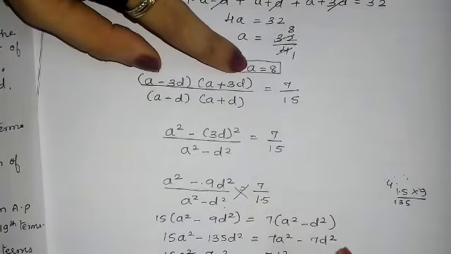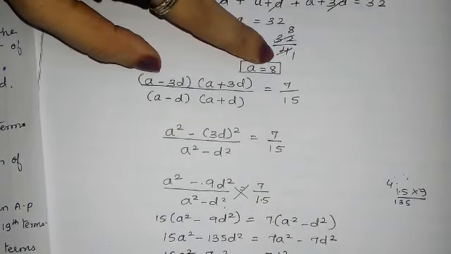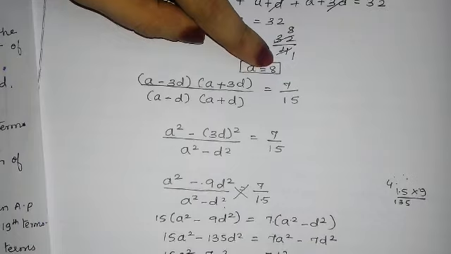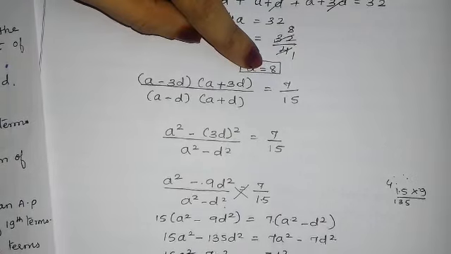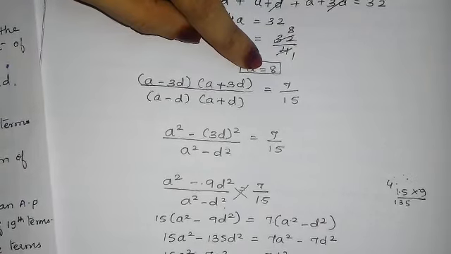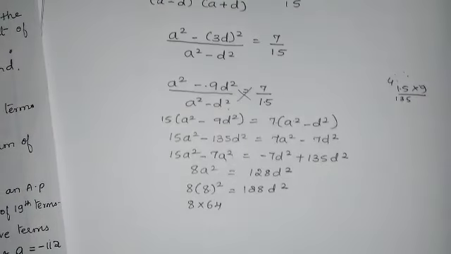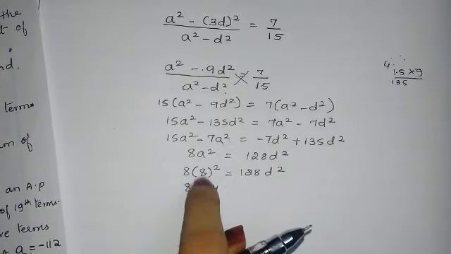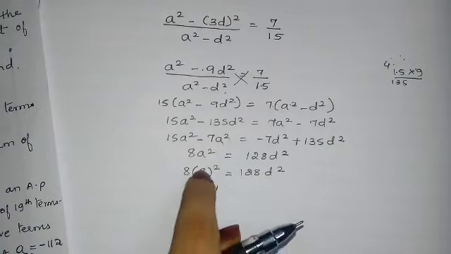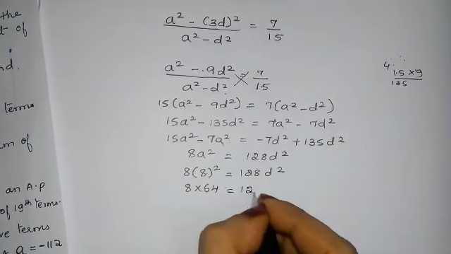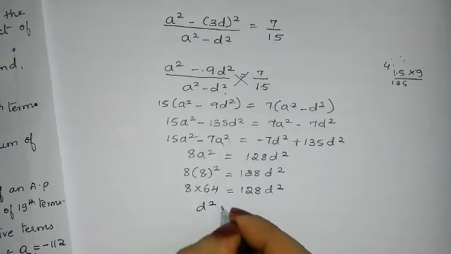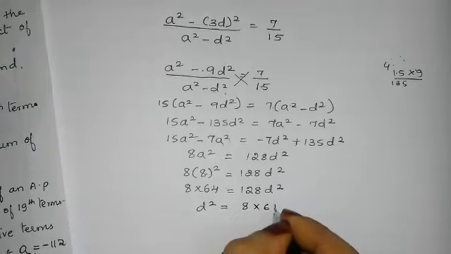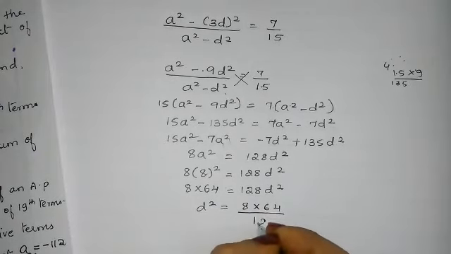A square, we have already a value. In place of A I will substitute 8. 8 square, A we have got 8. So 8 into 8 square is 64. 8 square, 64 is equal to 128D square. D square is equal to 8 into 64 upon 128.